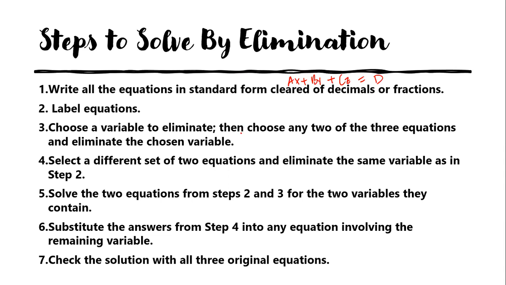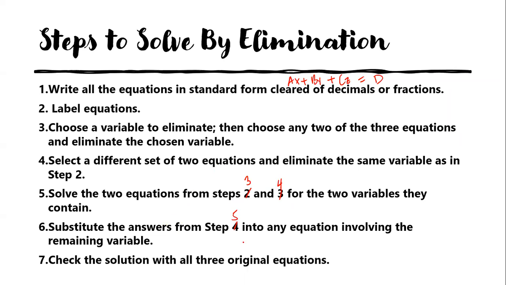And we're going to choose a variable to eliminate. And then we're going to choose any 2 of the 3 equations and eliminate the chosen variable. And then we're going to repeat that again and choose a different set of 2 equations and eliminate the same variable. And then we're going to solve the 2 equations that we got, oh, I forgot to change my numbers, from steps 3 and 4 for the 2 variables they contain. And then substitute the answers from step, I thought I changed these, step 5 into any equation involving the remaining variable, okay? So it's a little bit of a process, but again, I think it's a fun process, okay?